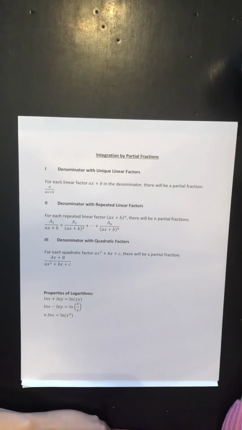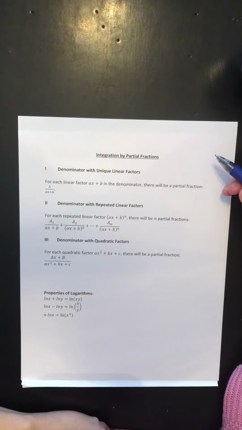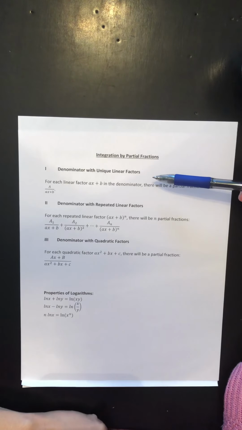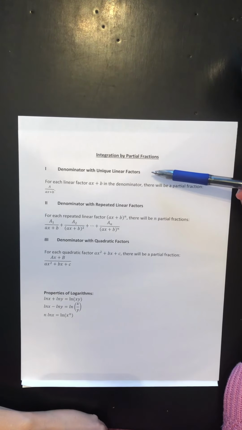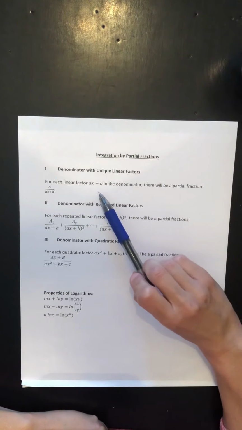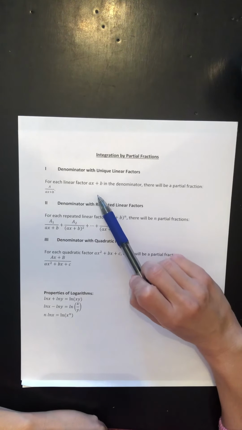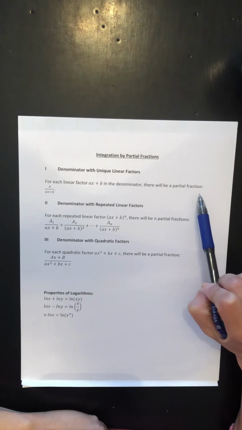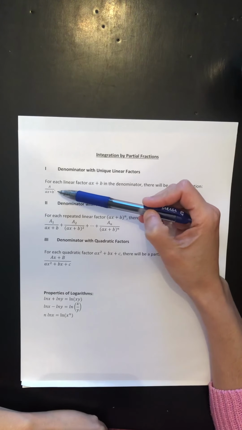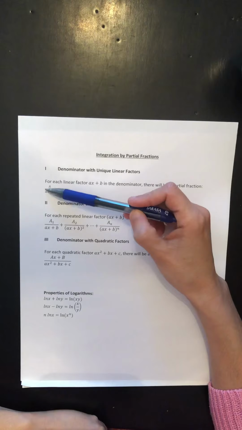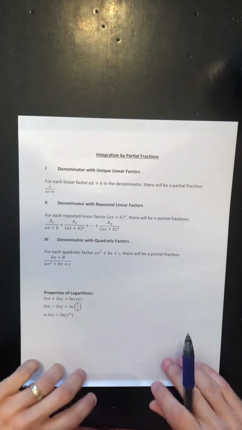We're going to be looking at integration by partial fractions. Today, we're going to concentrate on case 1 when we have a denominator with unique linear factors. For each linear factor of the form ax plus b in the denominator, there will be a partial fraction given by capital A over ax plus b. And here the capital A will represent a constant.